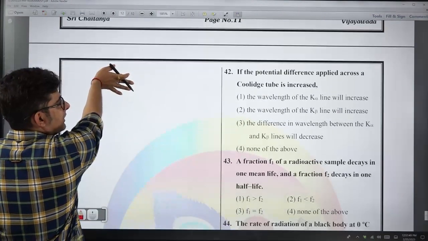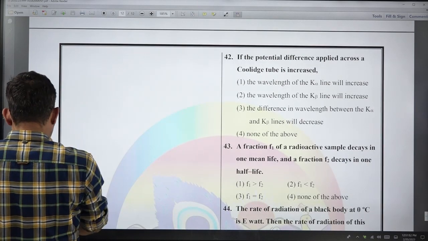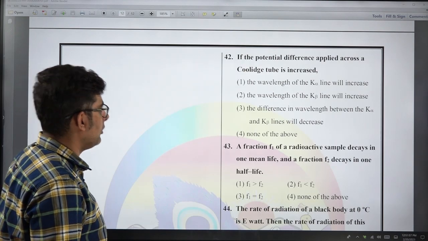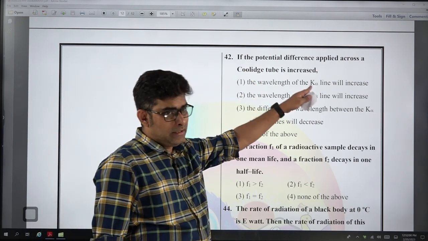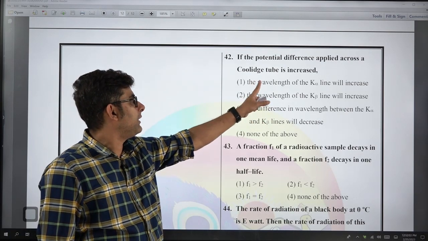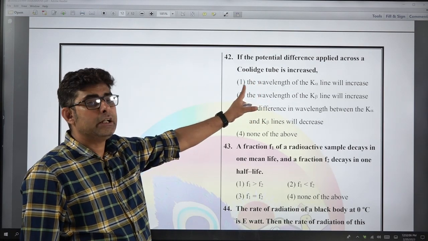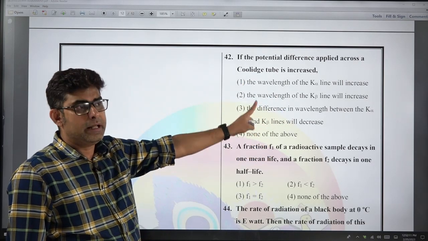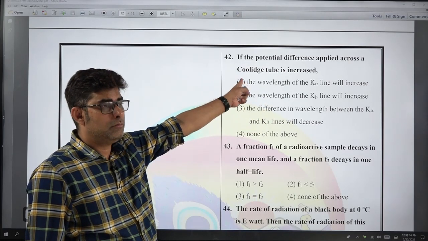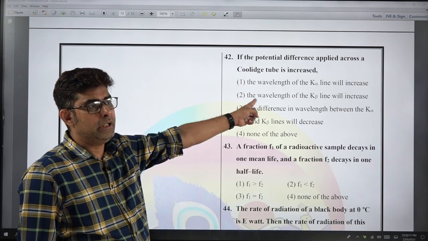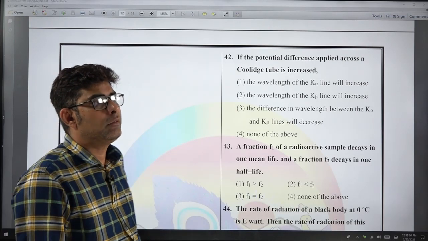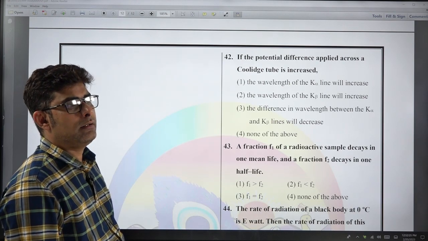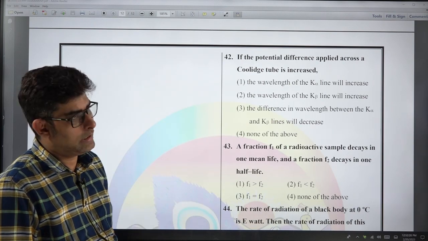Now 42. If the potential difference across the Coolidge tube is increased, then what will happen to the wavelength of K alpha, K beta? You should remember that potential difference in a Coolidge tube affects only the continuous X-rays. Characteristic K alpha, K beta are characteristic X-rays. Their wavelength does not depend on the potential difference applied. So the K alpha, K beta difference won't be affected. So the answer should be none of the above.